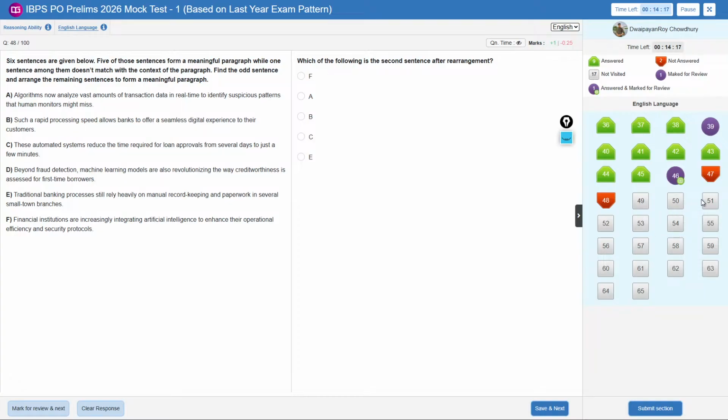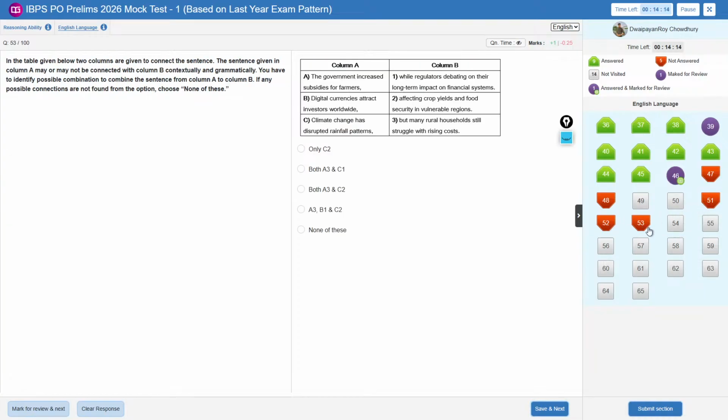6 sentences. So how many? 5. All right. The government increased the subsidies for farmers, but many rural households still struggle with rising costs. Maybe farmers affecting crop yields and food security in vulnerable. Okay. While regulators debating on their long-term impact on financial system. Digital currencies attract investors worldwide. Climate change has disrupted rainfall pattern affecting crop yields and food security. So C2 is definitely a pair. Wow. Now A3 has increased subsidies for farmers, but many rural households still struggle with rising cost.